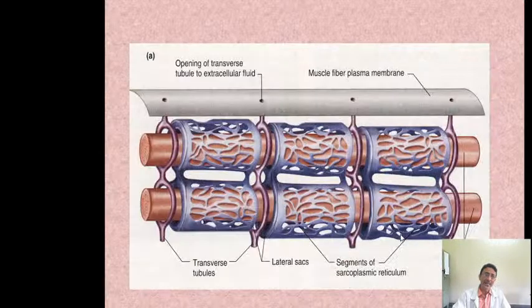To see more in detail, here you will find this. This is the transverse tubule. It is all the transverse tubule. This is the plasma membrane. Each of these is a myofibril. Myofibril is having the actin myosin filaments. This is the sarcoplasm and the segments of the sarcoplasmic reticulum.